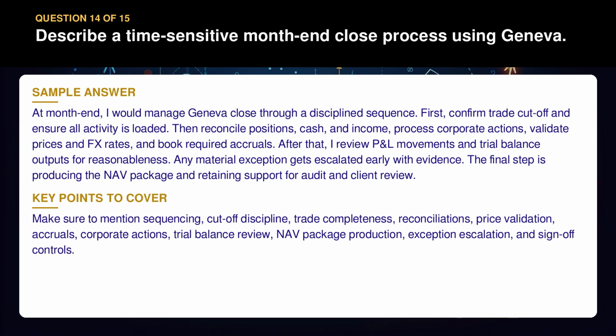Make sure to mention sequencing, cutoff discipline, trade completeness, reconciliations, price validation, accruals, corporate actions, trial balance review, NAV package production, exception escalation, and sign-off controls.